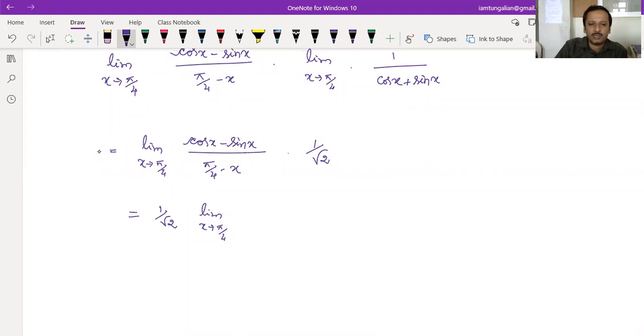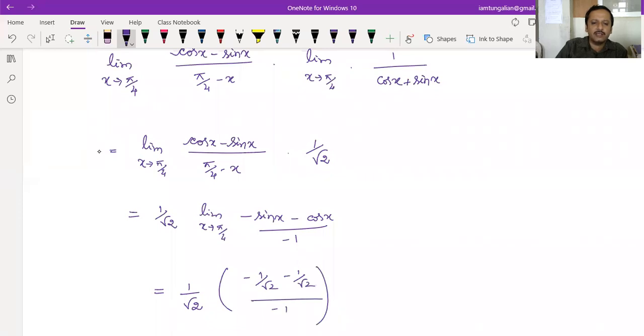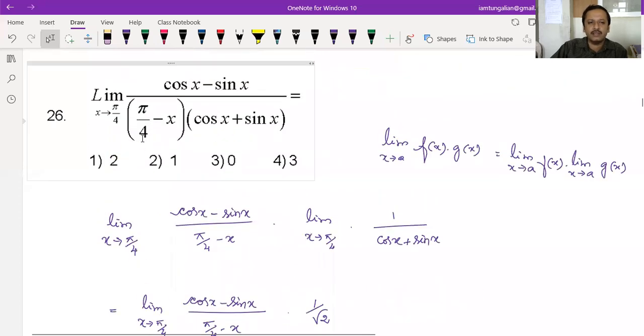So use L'Hospital's rule. We get minus sin x minus cos x divided by minus 1. The derivative of pi by 4 minus x is minus 1. Apply the limit now: minus 1 by root 2 minus 1 by root 2, divided by minus 1. That's equal to 1 by root 2 into (minus 1 by root 2 minus 1 by root 2). That will give you minus 2 by root 2, which is minus root 2, divided by minus 1. That will give you root 2. Root 2 gets cancelled. Hence, the answer is 1, the second option.